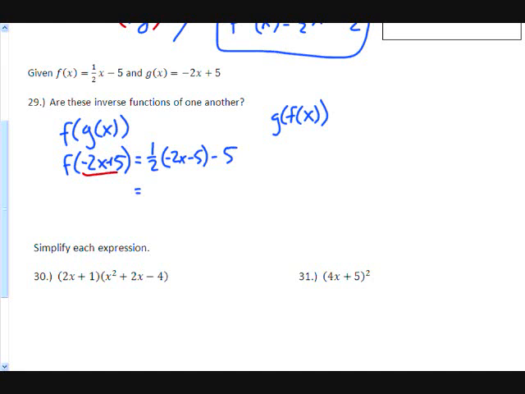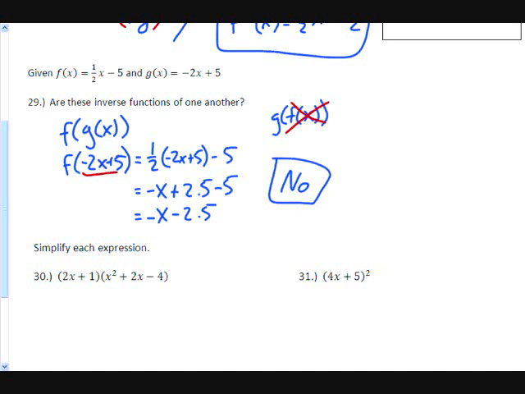And now I just simplify this. That's going to give me a negative 1x minus 2.5. And then I combine like terms. That's going to give me a negative x. Sorry, this was a plus 5. So that's a plus 2.5. So that's a negative x plus 2.5. And you notice I didn't just get an x here. So I don't even need to bother doing the second composition, part of my composition test. The answer here is no, these are not inverses. Okay, if they are inverses, I'll get an x each time.